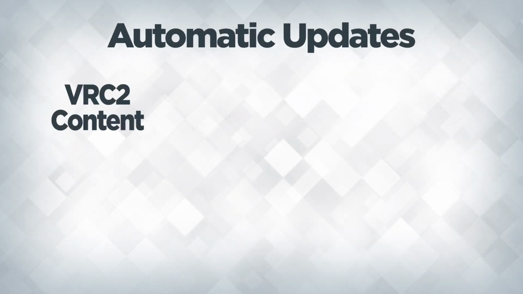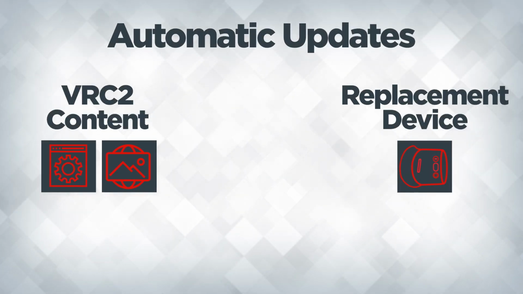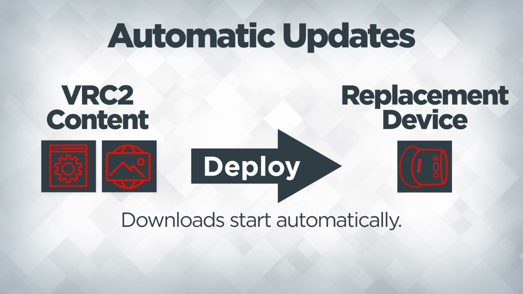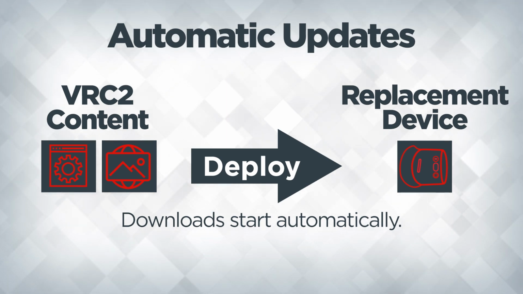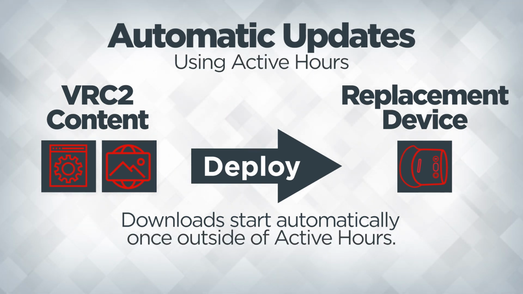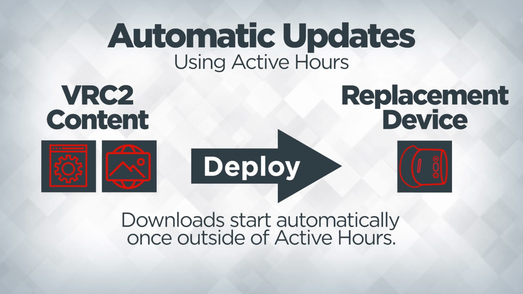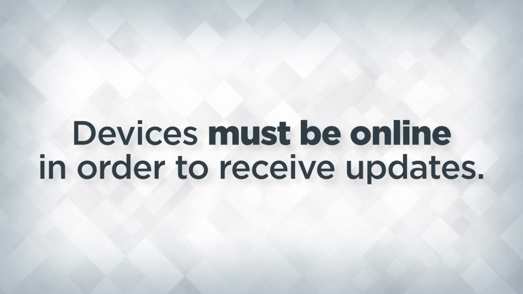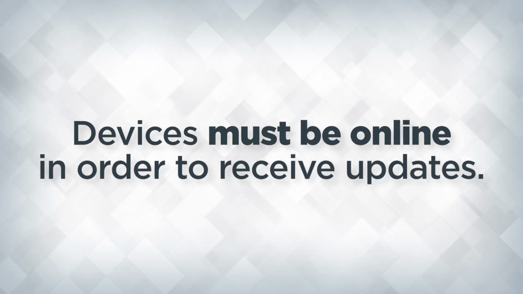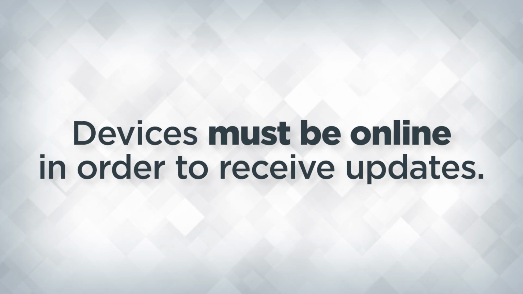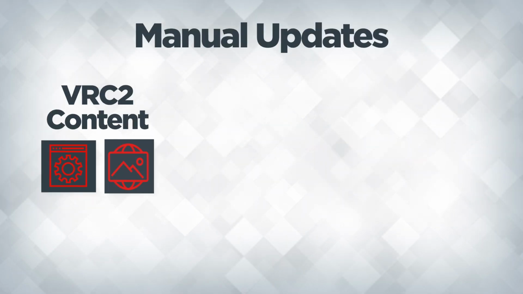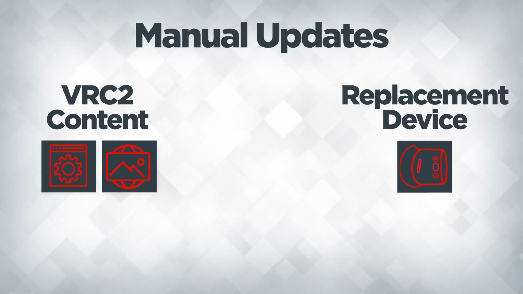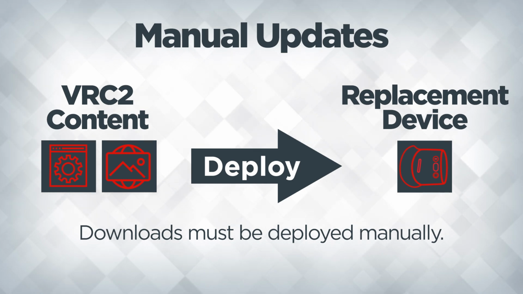If your organization update policy is set to automatic, all of the apps and content included with VR Classroom 2 will begin downloading on the replacement device. If you use the active hours settings, the content will automatically deploy to the device outside of the set active hours, or it can be deployed manually during active hours. Updates will automatically download outside of active hours as long as the devices are powered on and connected to the internet during that time. If your organization uses the manual update policy, you will be required to deploy VR Classroom 2 apps and content manually.